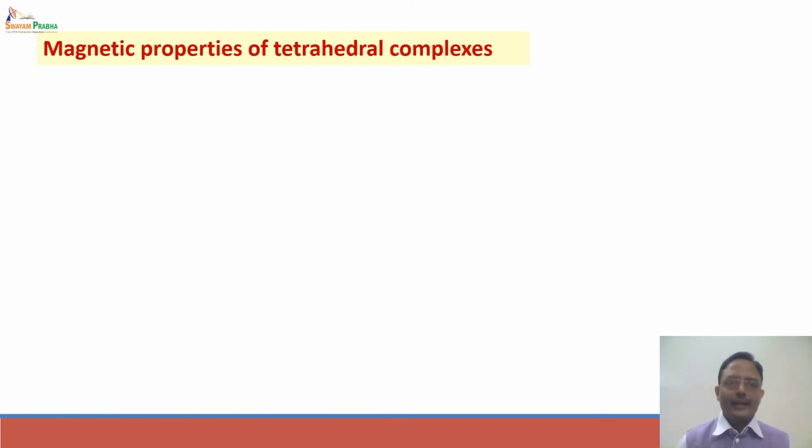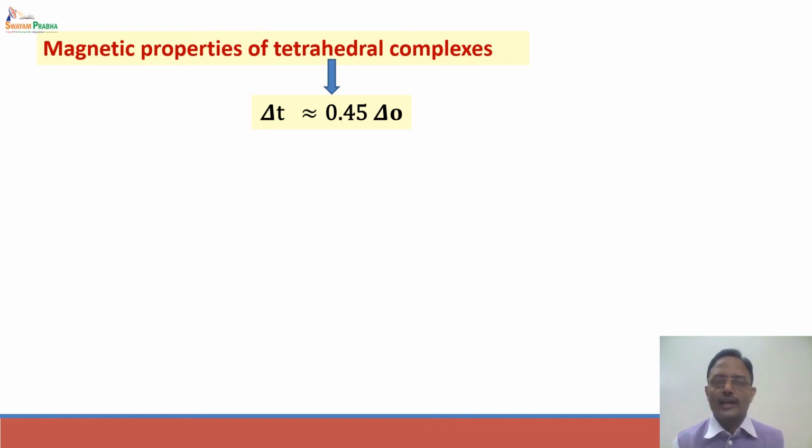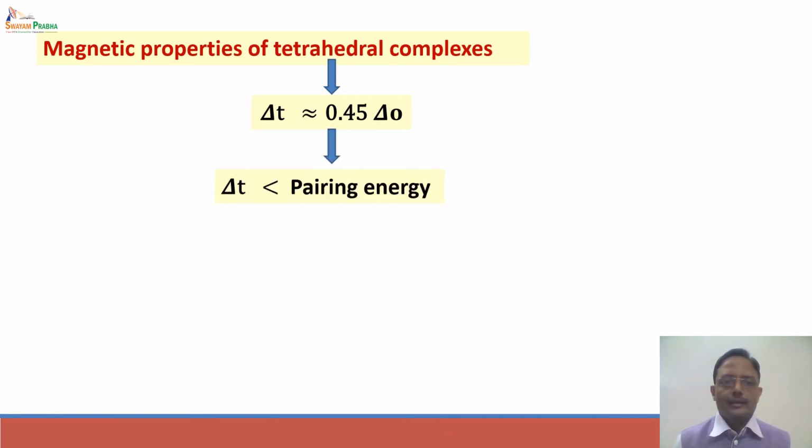Now coming to the magnetic properties of tetrahedral complexes. We know that for tetrahedral complexes, the value of delta T, that is the crystal field splitting energy, is of the order of only 0.45 delta O. So it's much less, less than 50% of the delta O value. As a result, this is always less than the pairing energy.